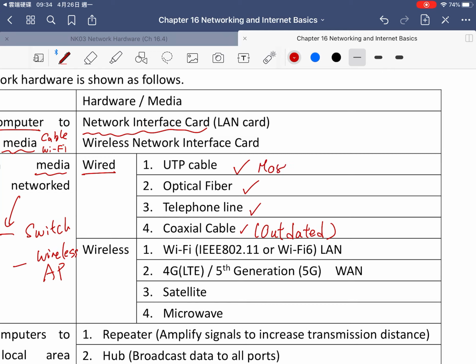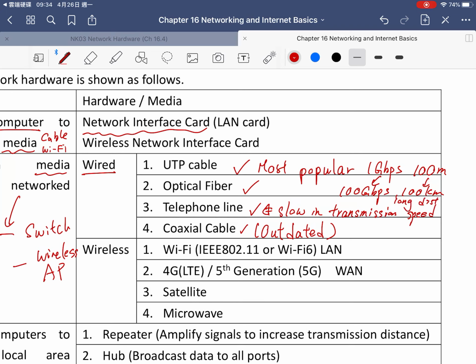UTP cable is the most popular one. The transmission speed can be 1 gigabit per second, but it can transmit only 100 meters. So we need an optical fiber which can transmit to maybe 100 kilometers, and the speed is very high. For telephone line, it is slow in transmission speed, but it is long in distance. The signal inside the telephone line is analog. UTP cable, optical fiber, the signal is digital.